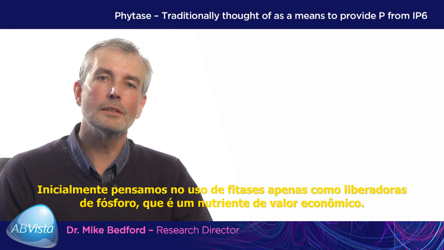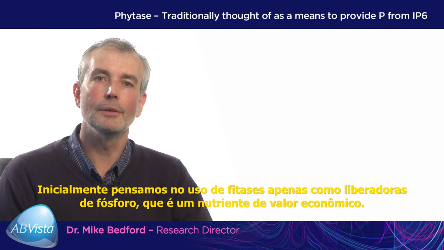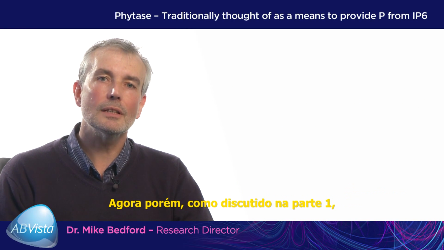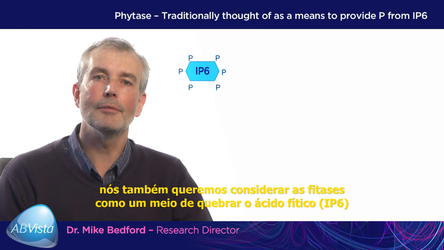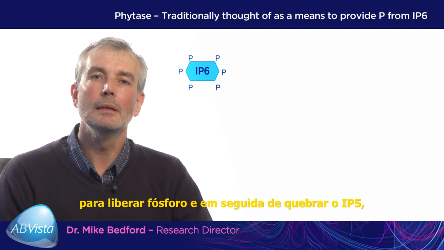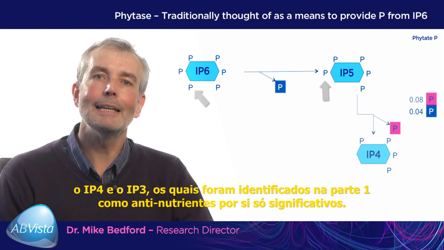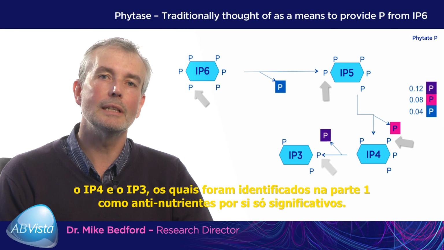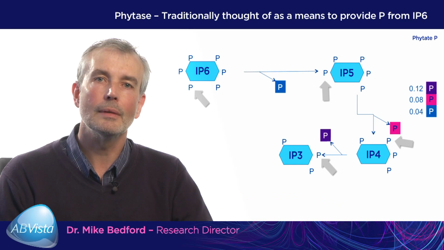Originally, we think of phytases as being used simply to release phosphorus, which is a nutrient which has economic value. However, as discussed in part 1, we also now want to consider phytases as a means to break down phytic acid, IP6, and release phosphorus, yes, of course it does, and then breaks down IP5 and IP4 and IP3, which were identified in part 1 as being significant anti-nutrients in their own right.